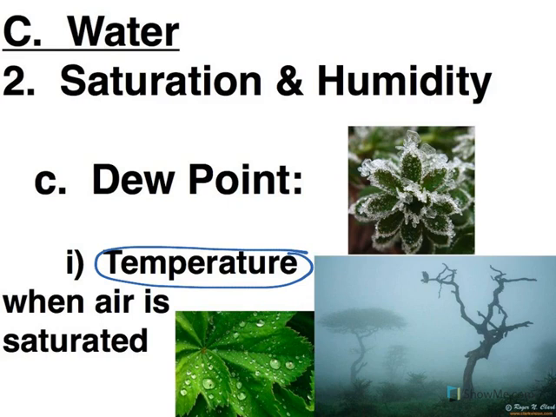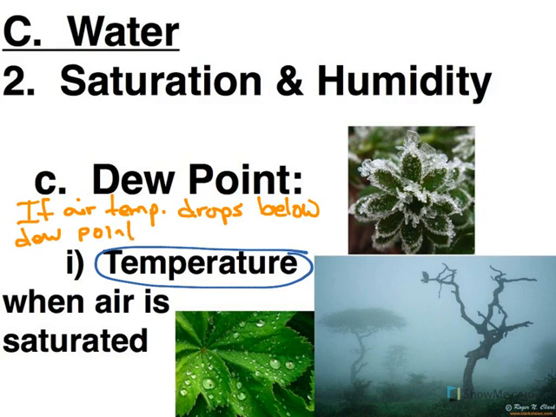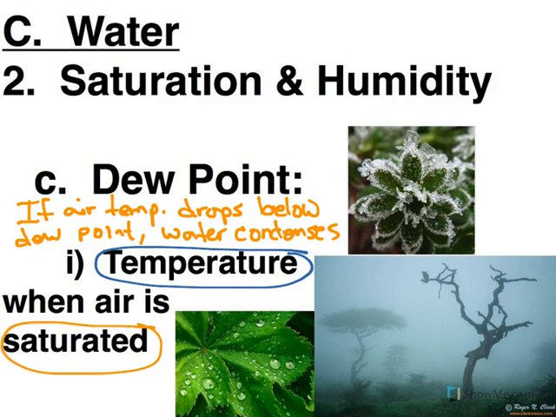Now the other condition we saw, that is colder air holds less water. So if the air temperature drops below dew point, water condenses. So both of these are ways of getting condensation when you are around the point of saturation.